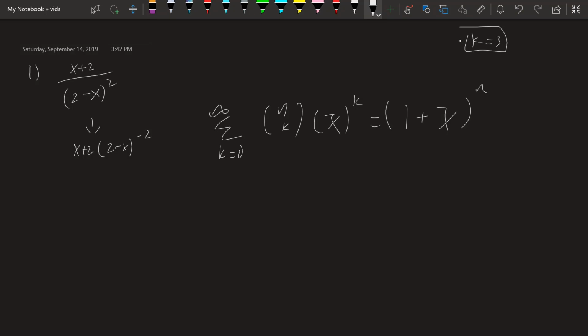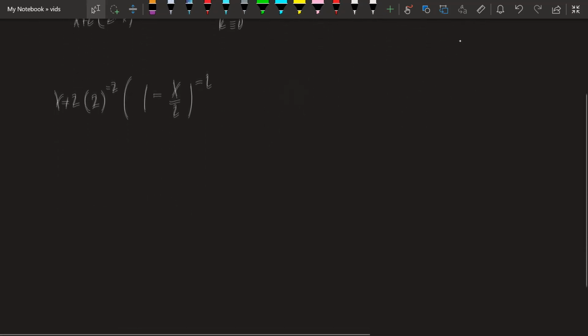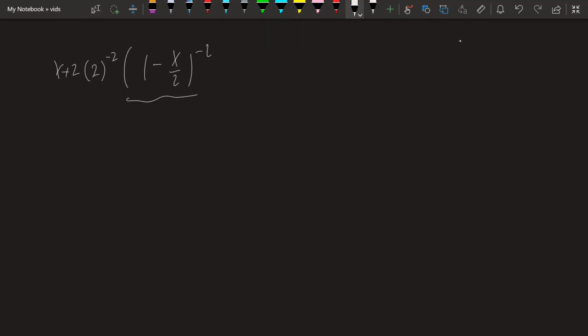Right? So, in this case, we need a 1. And how are we going to get a 1? Well, we can factor out a 2, and I'm going to show you how we're going to factor out a 2. You guys should really pay attention at this point. So let's factor out the 2. We're going to get x plus 2 multiplied by 2 to the power of minus 2, because there's an exponent. And we're going to get 1 minus x over 2 to the power of minus 2. Alright? And now it's simple mathematics. We're going to omit this from the binomial expansion, and we're going to use the binomial expansion to solve for 1 minus x over 2.